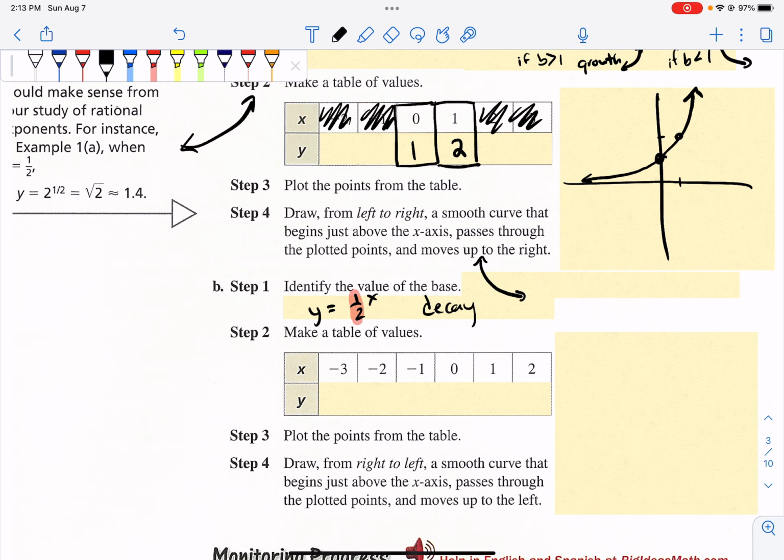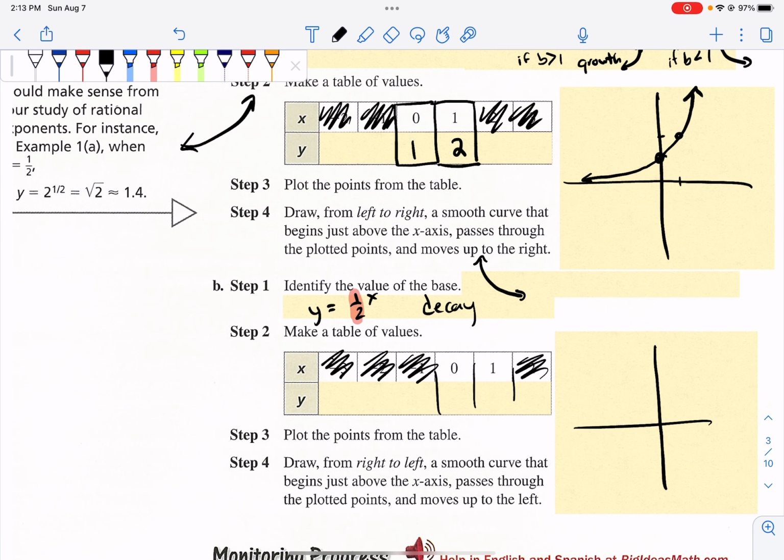So let's graph it. Okay, I don't care about -3. I don't care about -2. I don't care about -1 or 2. All I care about is 0 and 1. 0, I already know the answer. It's right there at 1. If I were to plug in a 1, my y value is the same as my base. So my y value is just a half. So if I go over 1, I go up a half.